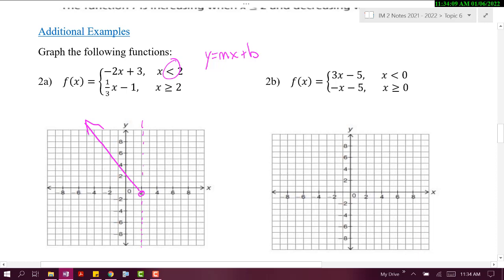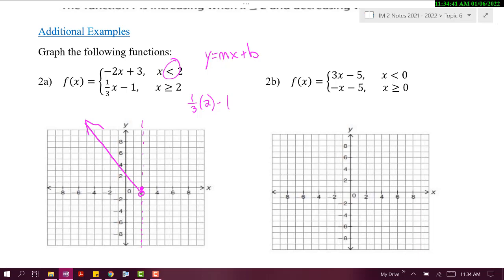Now we plug in the 2 to this next equation, so 1/3 times 2 minus 1 to get our starting point, because we don't have the y-intercept because it's not on the same side as what we're working on. So we get 1/3 times 2 is 2/3 minus 1 is negative 1/3. So it's a little bit below the axis. So it's a little bit atop of the open circle. So they don't meet here, and that's fine.